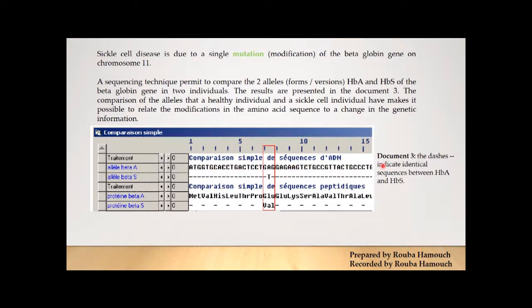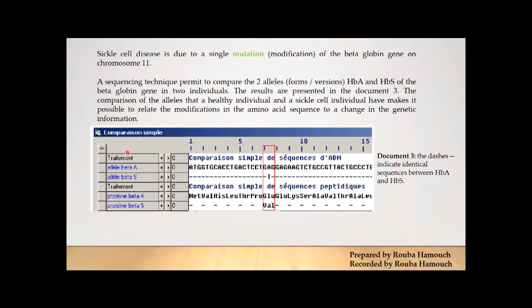Here is its sequence. We have presented only 15 nucleotides or 15 codons. 1, 2, 3, 4, 5, 6, 7, 8, 9, 10, etc. So we have the first 15 codons of the sequence of the allele beta A, the normal allele, and we have the allele beta S, which is the abnormal one. The results are presented in document 3.